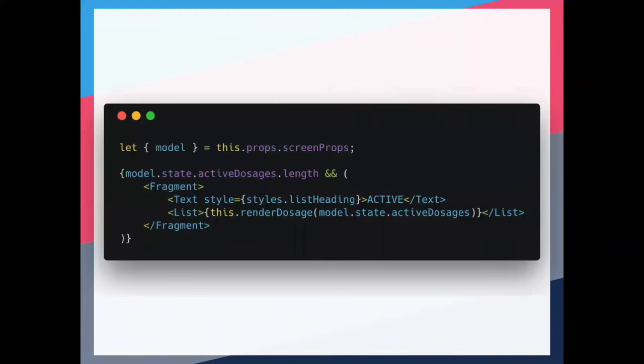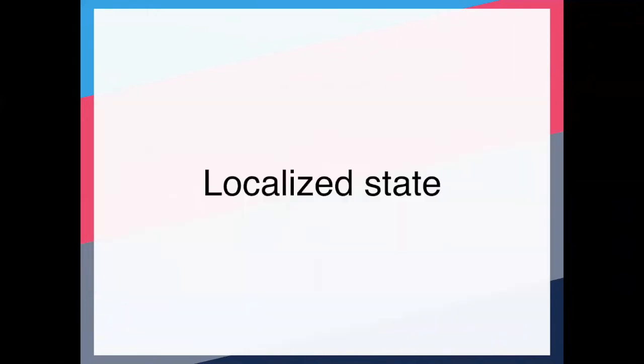So an example of that looks like this. This is in my home screen. So I just pick the model off of the props from screen props, and then I render those things. I make sure that the active dosages are there because you can have active and expired dosages. And then I just render those down. And model.state, like I said, is immutable.